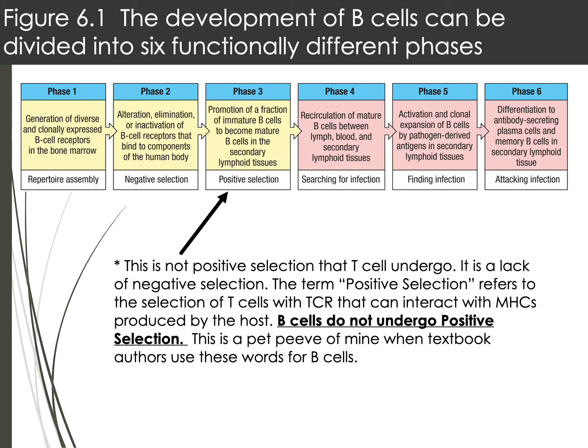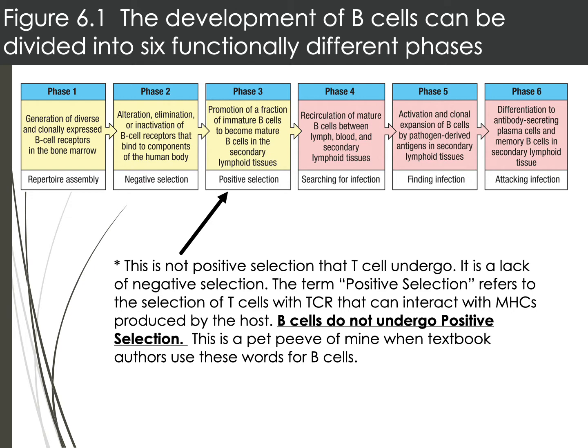The last 3 phases, phases 4 through 6, this is when the B cell has moved into secondary lymphatic tissues such as spleen, lymph nodes, Peyer's patches, and that's where it goes through additional developmental stages before it can become a mature B cell where it's going to actually secrete antibodies.